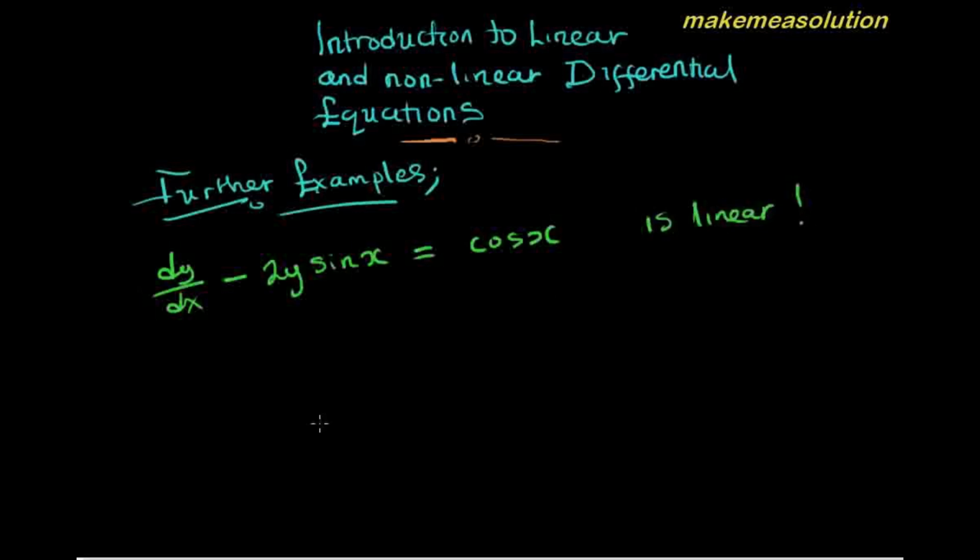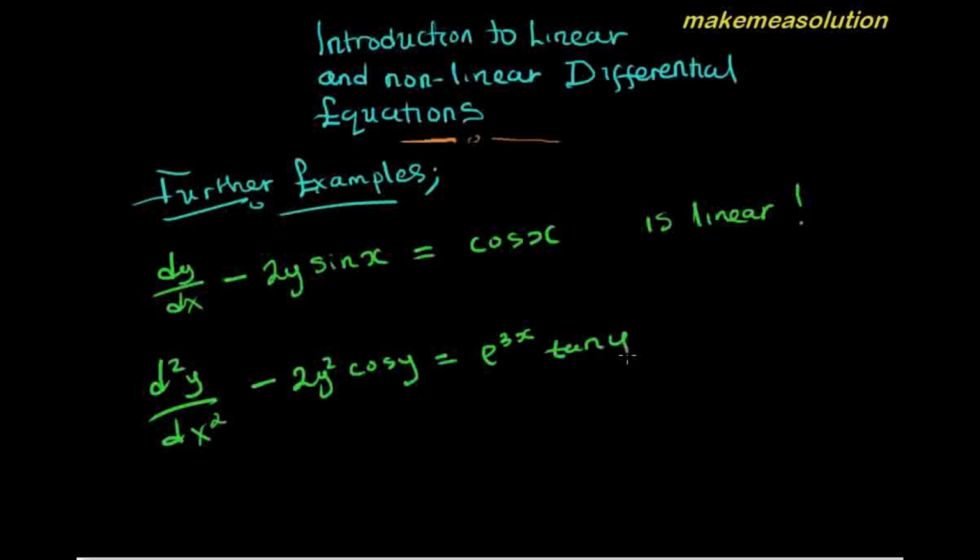Is that okay? Now I give you something else like this: d squared y by dx squared, then minus 2y squared cos y is equal to exponential 3x tan y. So I'm just coming up with something at random.